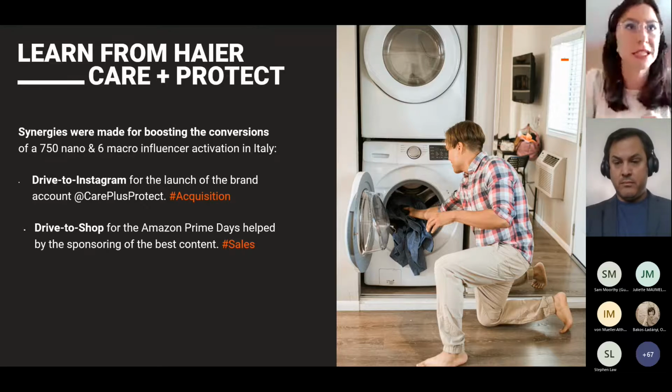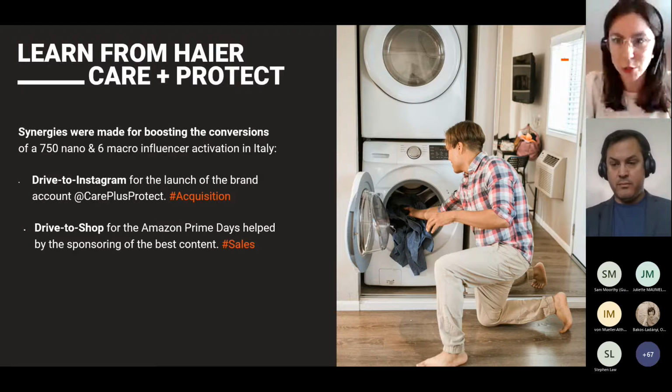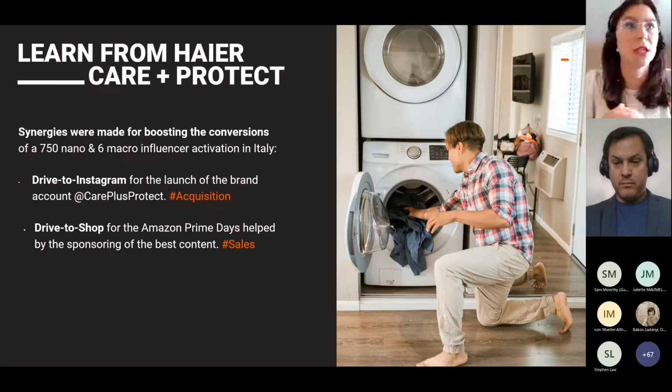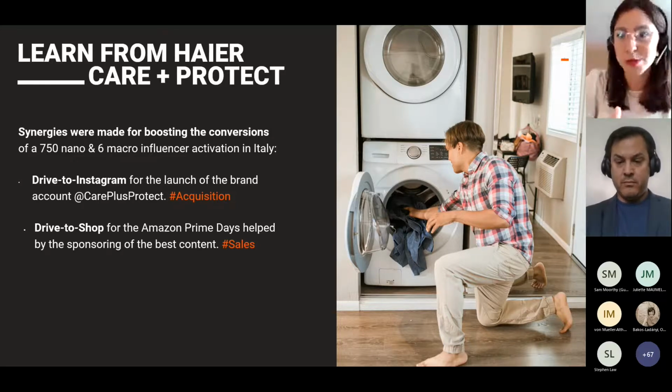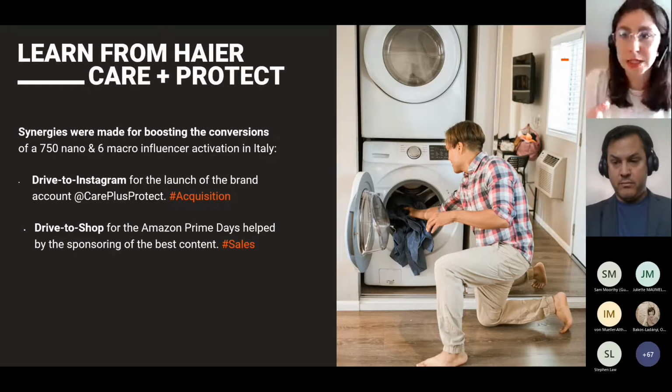So we launched in Italy a campaign for them where the objective was to raise brand awareness and also organize consumer trials, so to create brand experiences offline to sort of spread the word on the different touch points, especially online. So synergies were made during the campaign, as you can see here. So we managed to boost some conversions, even though primary goal was awareness.